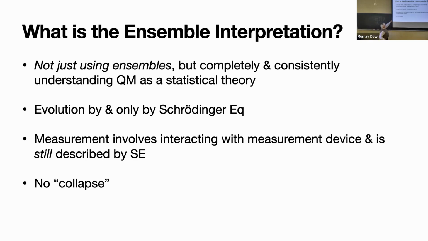There is one important thing: the measurement involves an interaction between the system and the detector. And that has to be put into the Schrodinger equation. There is a Schrodinger equation that governs the interaction of the detector with the system, and that needs to be included. So the measurement is itself a physical process described by the Schrodinger equation.